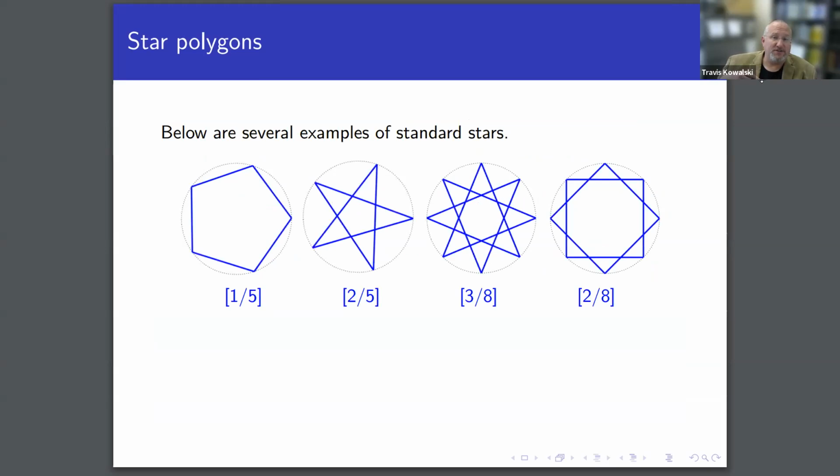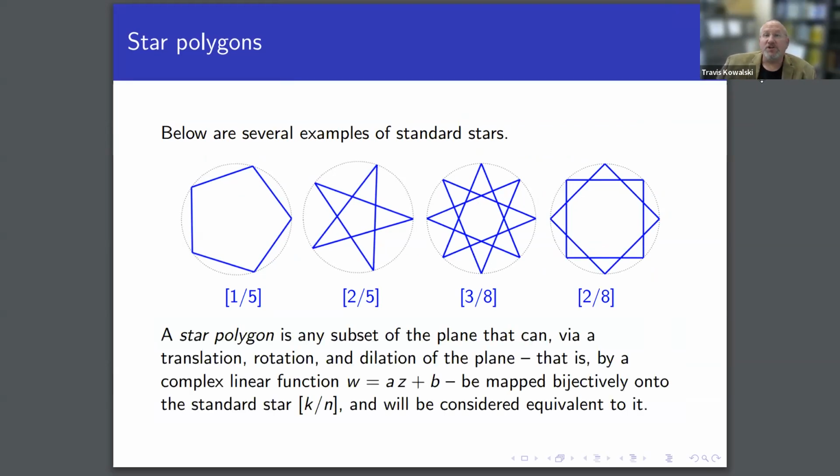Here are the examples of the 1, 5 star, the 2, 5 star, the 3, 8 star, and the 2, 8 star. So the 2 stars on the left have 5 points. In the first example, each point is connected to the point 1 away from it. In the 2, 5 star, each point is connected to the vertex 2 points away from it. So that's just how that symbol works. More generally, a star polygon is any shape you can get from one of these standard stars by rotating, dilating, and translating to some other point in the plane. We're just going to consider all of them to be equivalent. So any regular pentagram is the 2, 5 star. Any regular pair of interlocking squares is the 2, 8 star.